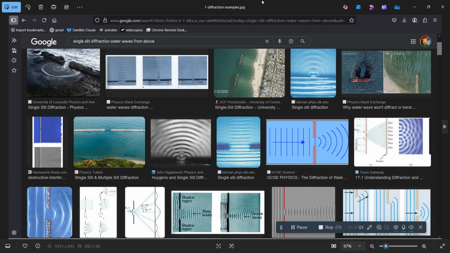All right, welcome everybody. We're gonna kick off this series of doing science experiments at home with the diffraction phenomenon. So I've pulled up a screenshot here of a Google Images search for single slit diffraction from water waves.